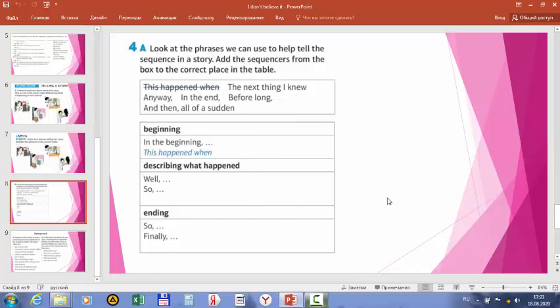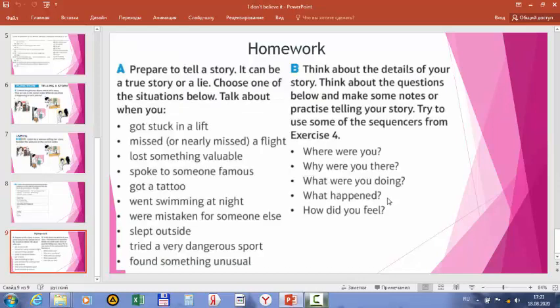So this was the last task, and right now you will have your homework. So first, you should prepare to tell a story. It can be a true story or a lie. Choose one of the situations below. Talk about when you got stuck in a lift, missed or nearly missed a flight, lost something valuable, spoke to someone famous, got a tattoo, went swimming at night, were mistaken for someone else, slept outside, tried a very dangerous sport, found something unusual.